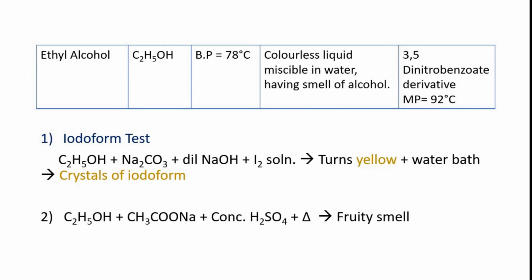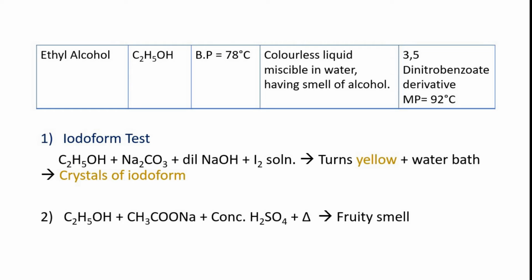The specific test of ethyl alcohol can be performed by taking ethyl alcohol in a dry test tube and adding to it sodium carbonate or dilute sodium hydroxide, followed by iodine solution drop by drop with shaking, till the contents turn yellow. Now heat the mixture in a water bath for 5 to 6 minutes and then cool. Yellow crystals of iodoform are separated out.